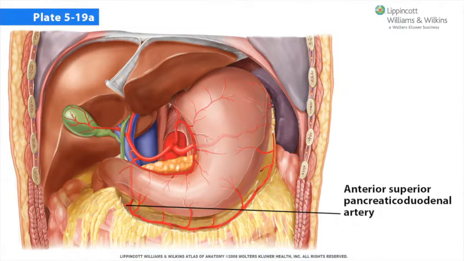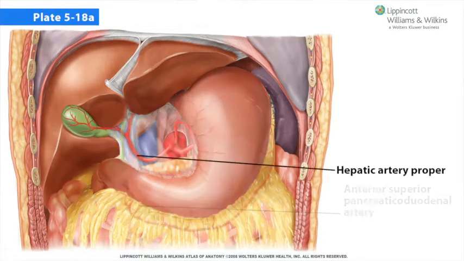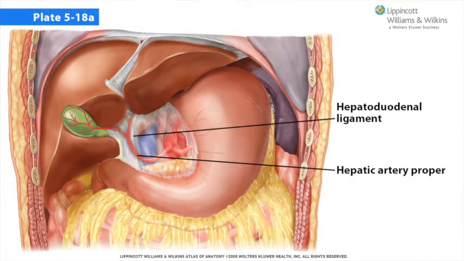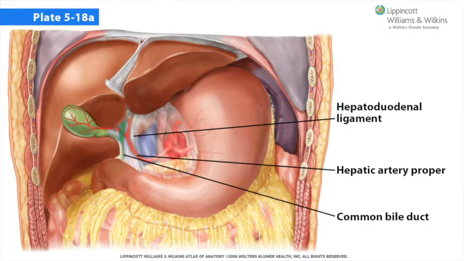The superior pancreaticoduodenal artery bifurcates around the head of the pancreas into an anterior and a posterior branch. As its name suggests, the artery feeds the head of the pancreas and the duodenum. The hepatic artery proper runs in the hepatoduodenal ligament, which is the part of the lesser omentum that forms the superior edge of the omental foramen, with the other components of the portal triad: the common bile duct to the right and the portal vein posteriorly.